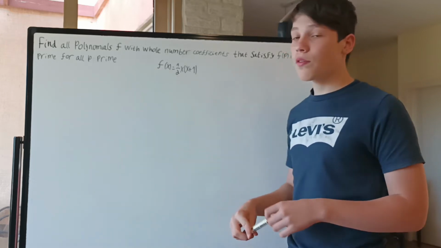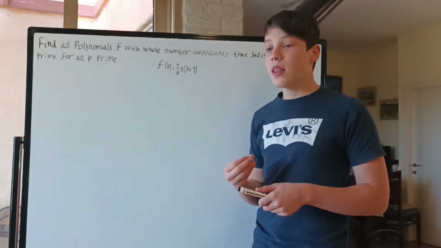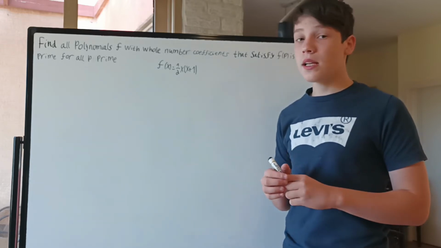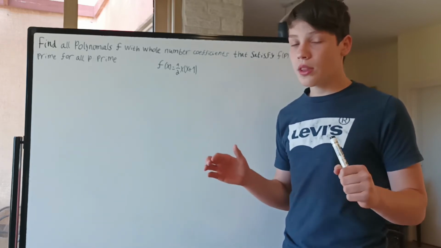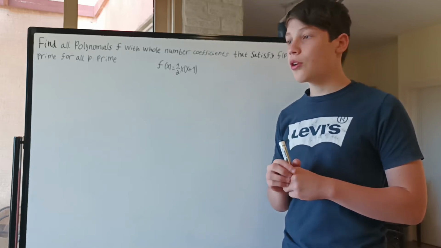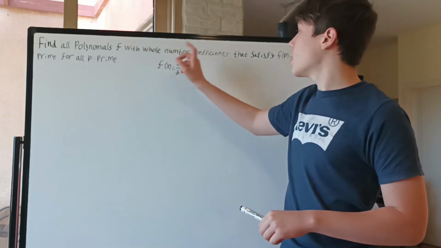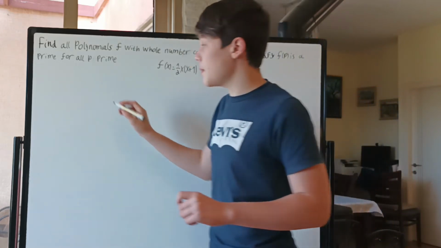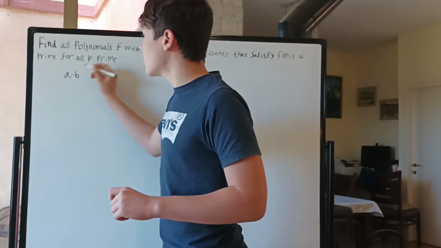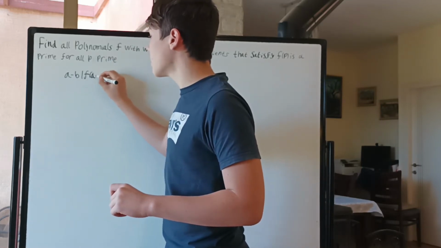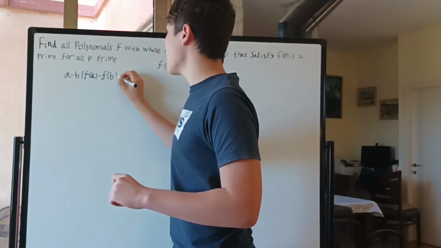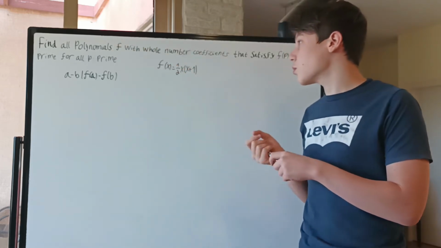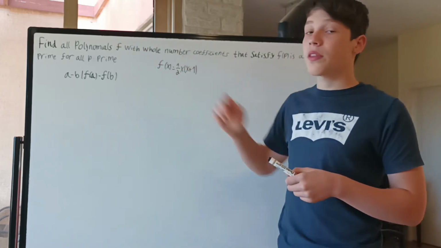So whole number coefficients do more than just tell us that every whole number goes to a whole number. The thing that it actually tells us, that is usually the thing you should turn to if you see a polynomial with whole number coefficients, is the fact that for all whole numbers a and b, a minus b divides into f of a minus f of b. If you see an Olympiad question with polynomials with whole number coefficients, that's probably the thing you need to look at.